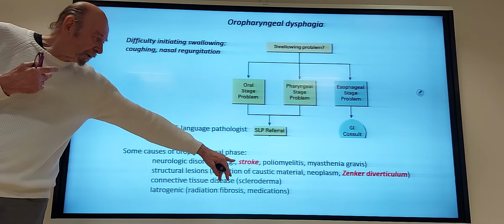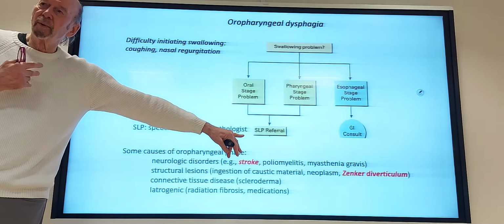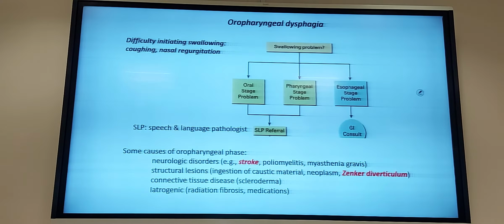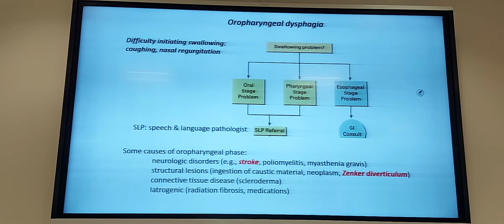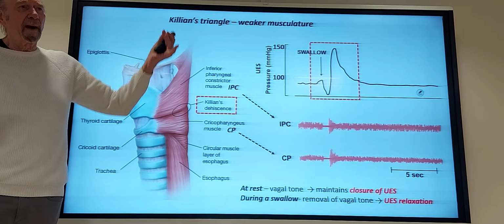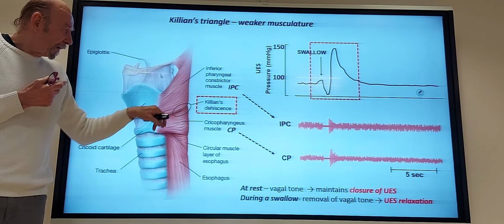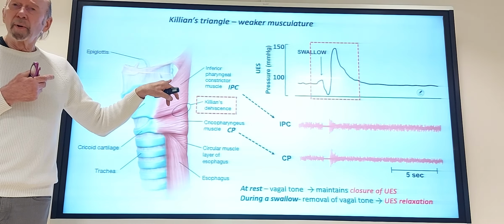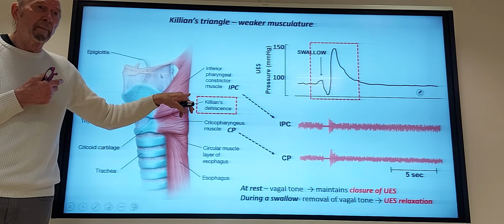Some of the common questions I mentioned: stroke, which I'll show you a little bit of, or anything to do with muscle and neural problems that develop with old age. And then the Zenker's diverticulum, that's a cute one. We'll get to that now. Killian's triangle. Killian is obviously some physician who first described this area. It's right there between the two major muscles of the upper esophageal sphincter. It's weak musculature in that area.